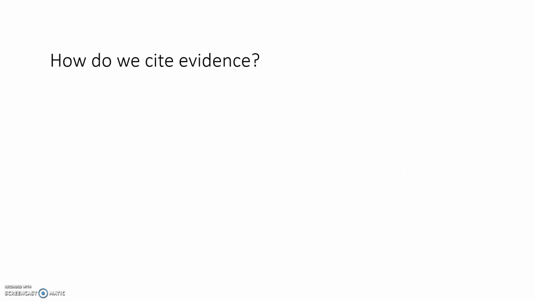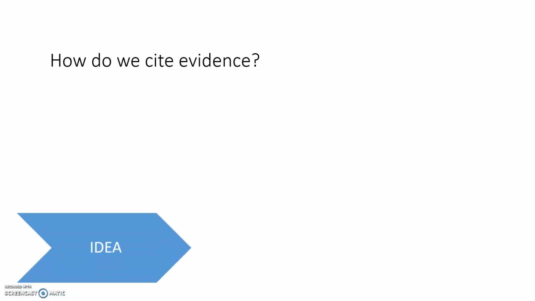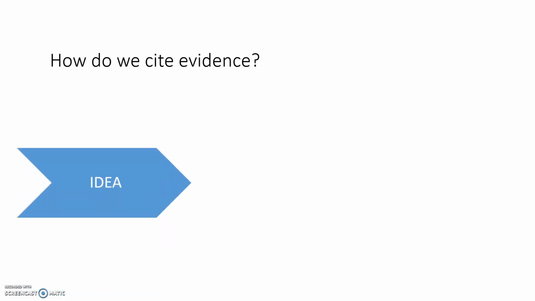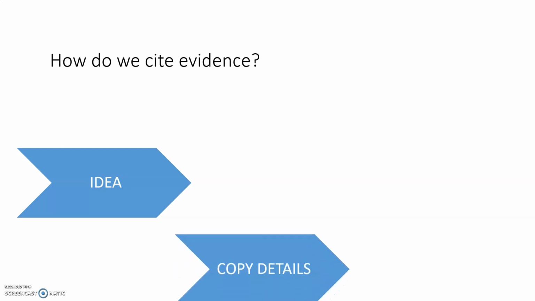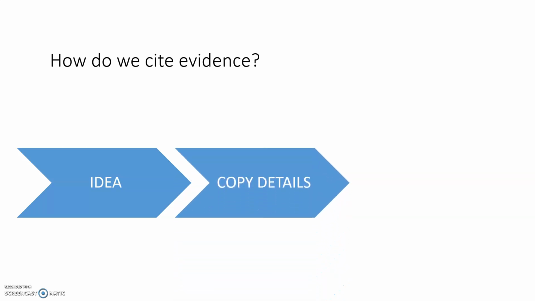How do we cite evidence? There are three main steps to citing evidence. First, you need to form your own idea. For example, my idea might be global warming is a problem or global warming is bad. But again, if my reader doesn't know anything about global warming, one way I can make my argument more believable is if I have details, facts, and statistics. So I'm going to copy those from a text or from wherever I'm getting them.